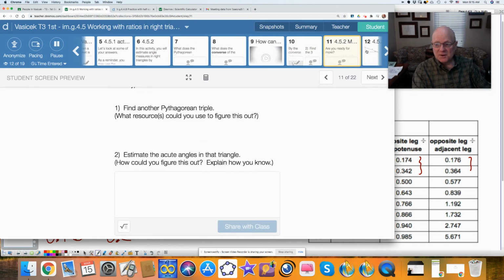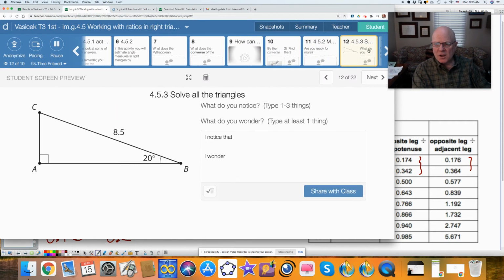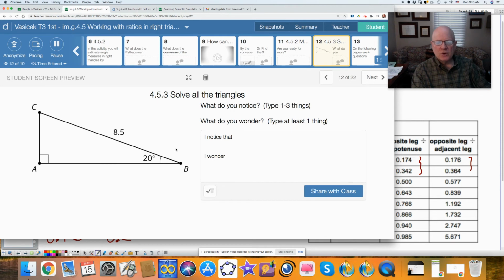Let's look at page 10. Ready for more? Page 12, it says, what do you notice? What do you wonder? Notice there's a right triangle. Notice that the hypotenuse is the only side given, it's 8.5. The one angle is 20, so the other angle must be 70 because they have to be complementary. I wonder what the other two sides are.